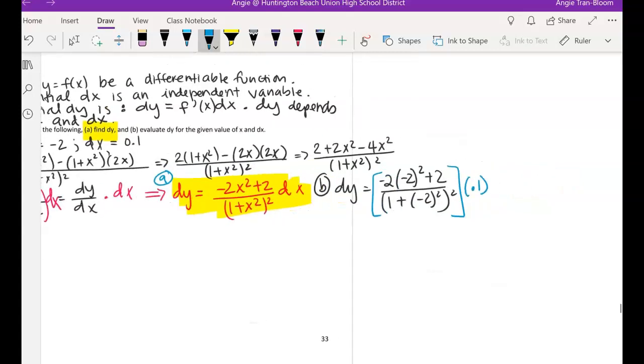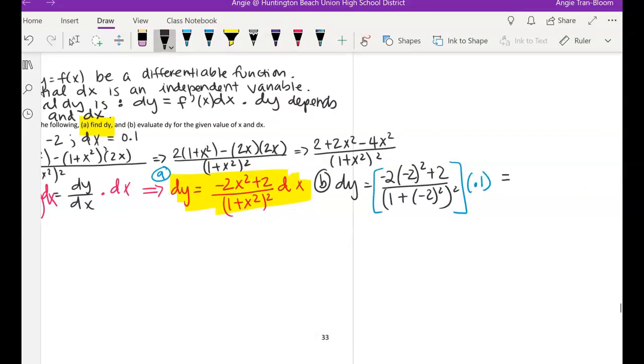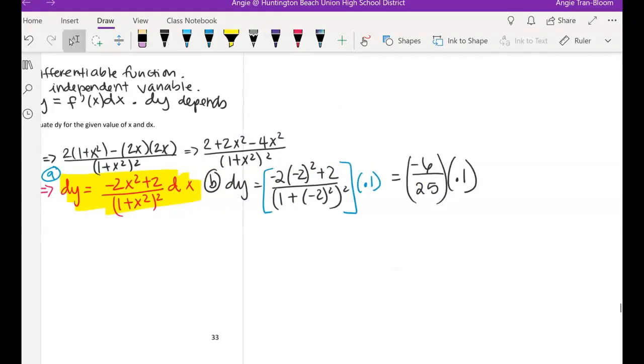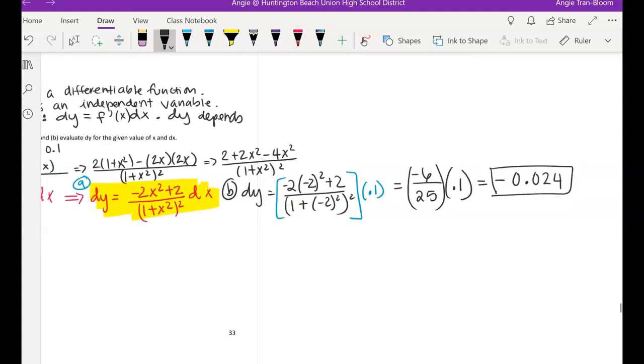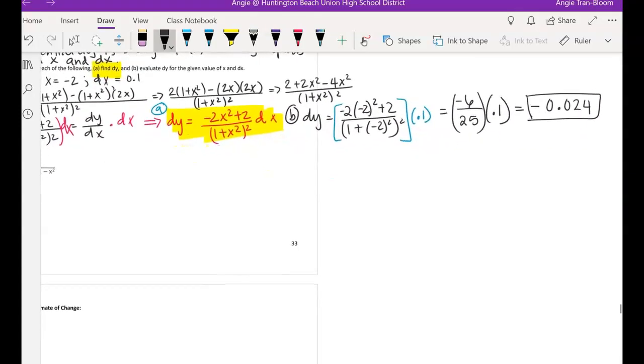Okay. Now, on the numerator, that will give us a negative 6 over, on the denominator, that will give us 25. All of that needs to be multiplied by 0.1. So the change in y is negative 0.024. So that is what dy is. dy is a small change in the negative direction. Okay? And that's what we were asked to do. It's not very difficult because we already know how to do all the derivatives already.